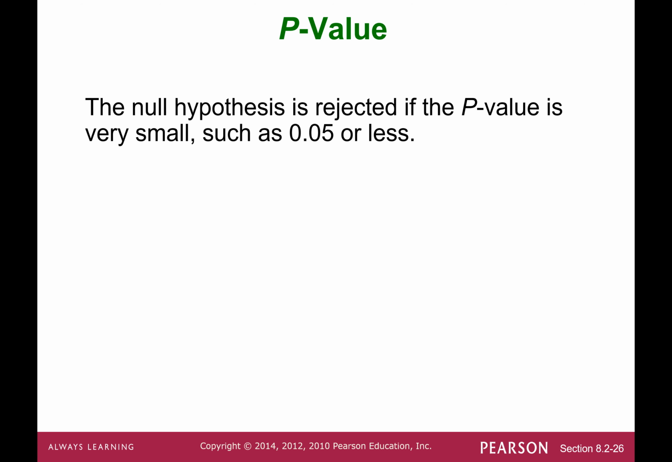So now the null hypothesis is rejected if the p-value is very small, such as 0.05 or less. Meaning this is alpha, right? Alpha is equal to 0.05. If less than 0.05, then rejected. It's highly unlikely.